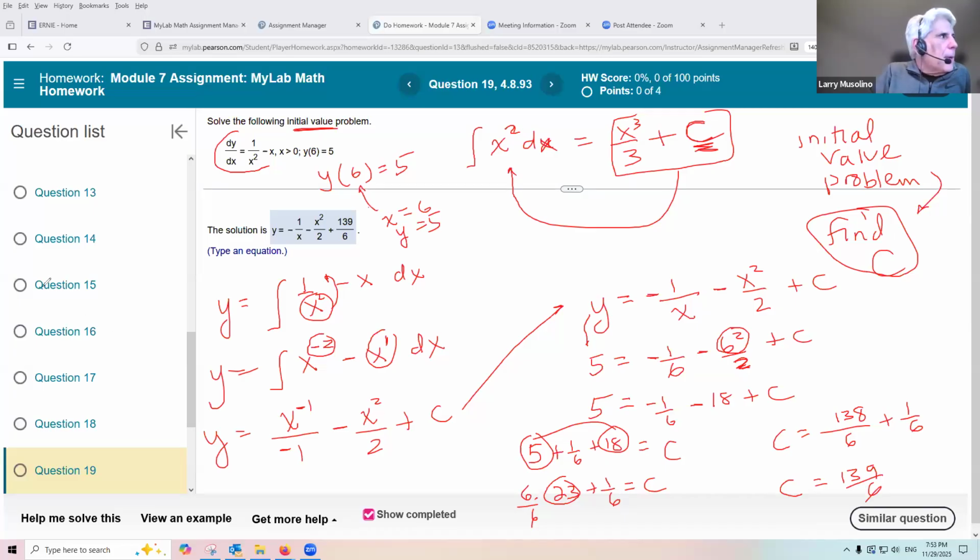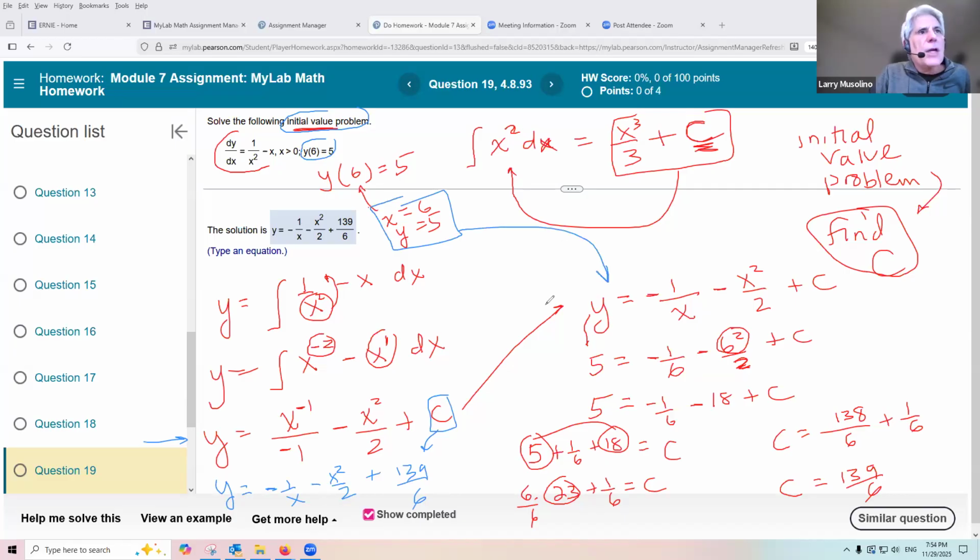So now I'm going to come back to this equation and write the final result here. y equals negative 1 over x minus x squared over 2 plus c, but c, we just figured out, is 139 over 6. So when they say initial value, they're giving you an initial xy point that you can plug into this equation and allow you to calculate the value of c. All right, hope this is helpful as you are getting started in the Module 7 homework.